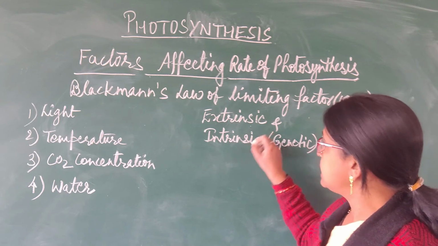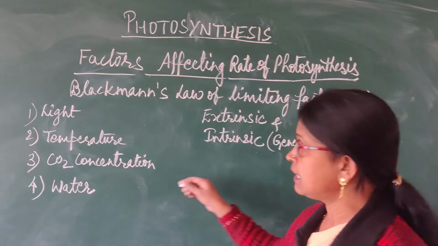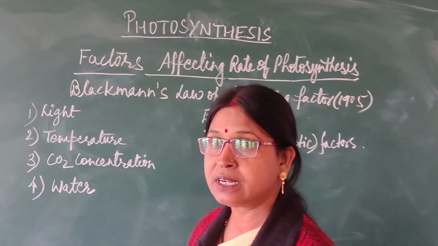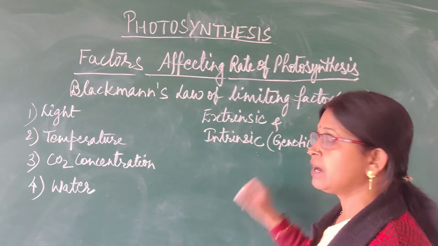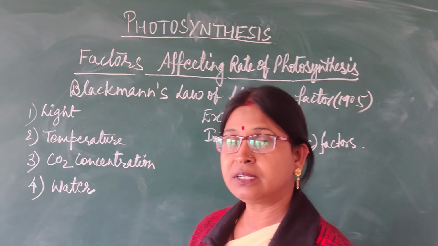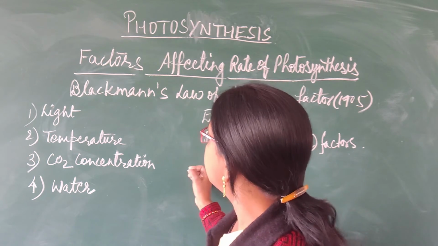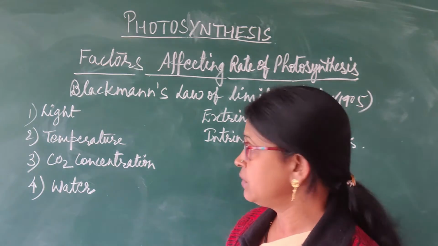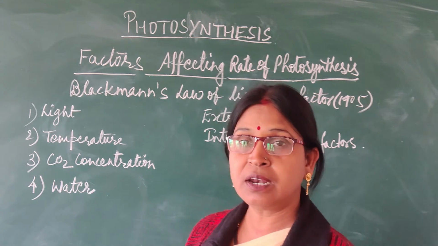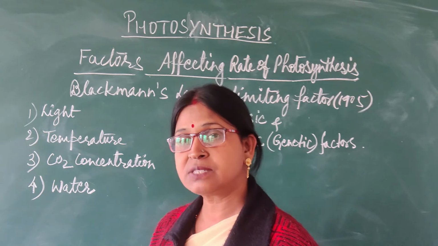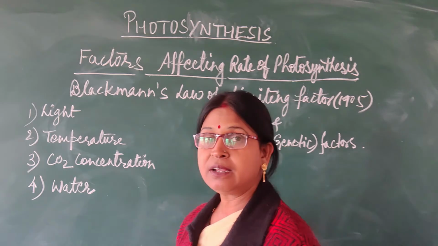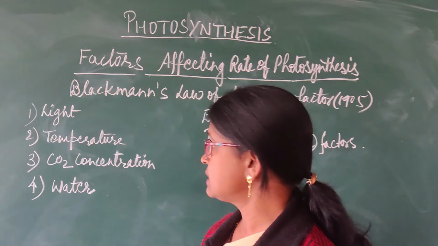Now there are two types of factors, extrinsic and intrinsic. Extrinsic, that is given from outside, are light, temperature, CO2 concentration, substrate concentration, water, etc. Whereas intrinsic or genetic factors are the size and shape of the leaf and type of stomata. These are the intrinsic factors. So all of these are responsible for the rate of reaction. Now light: which type of light, intensity of light, color of light or spectrum, all these things will decide the rate of photosynthesis. Only 10% of the light is utilized in photosynthesis.